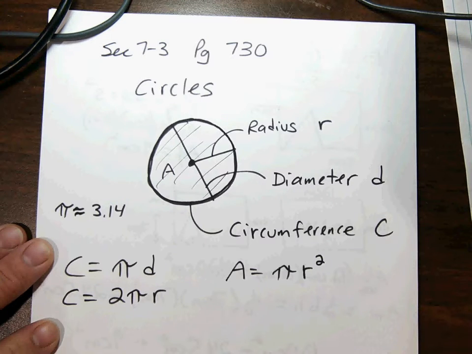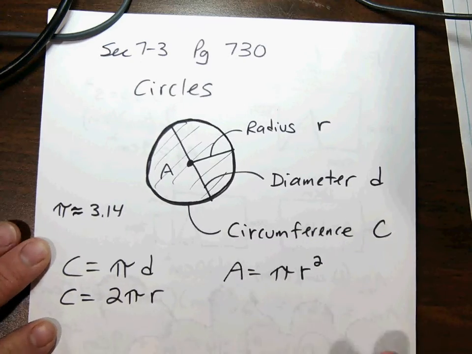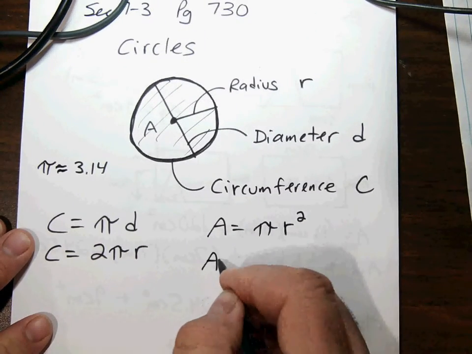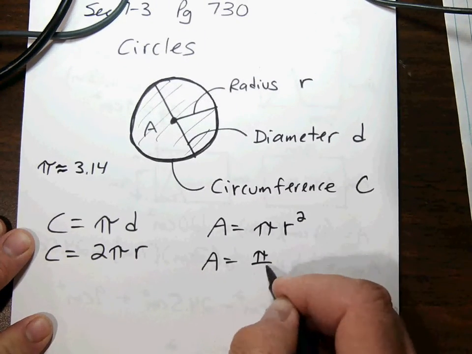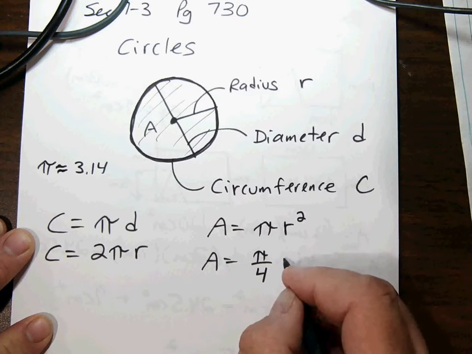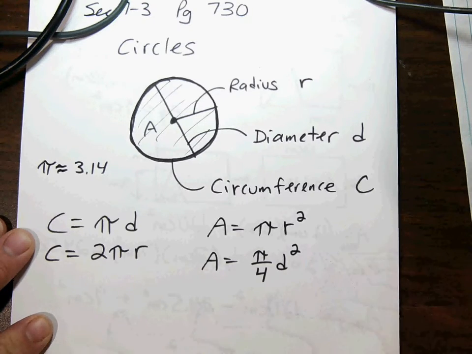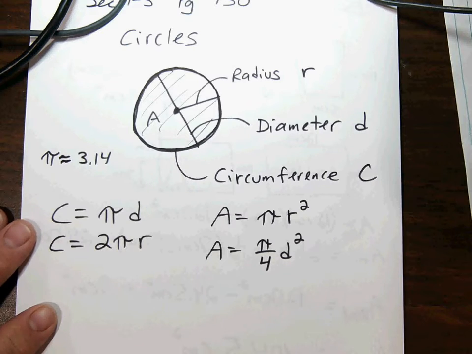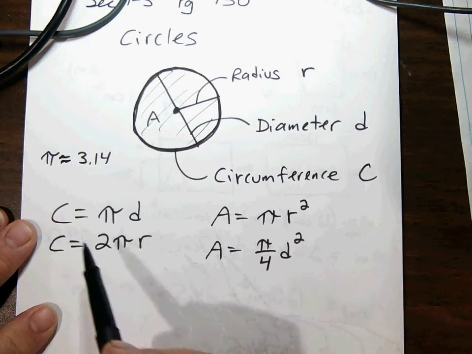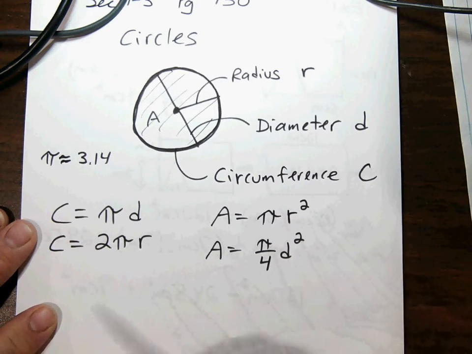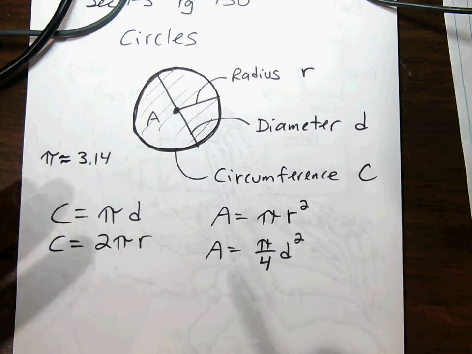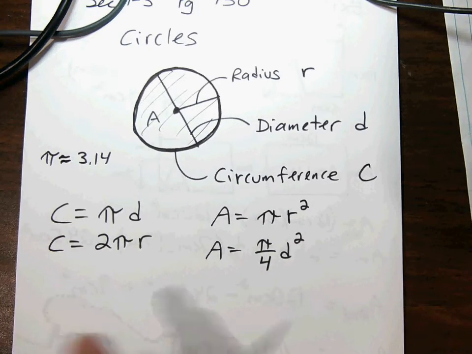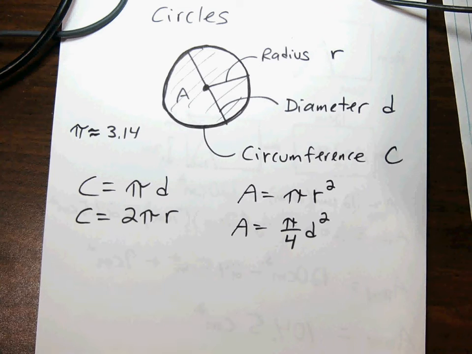If we wanted to think in terms of diameter for some reason with the area, we can do it also. That one's a little less obvious to see, but it's pi divided by 4 times d squared. So these are interchangeable. One involves the radius and one involves the diameter. Radius is just half of the diameter. We're going to use these formulas now to do some calculating of areas and circumferences. That's really all we're going to do in this section.